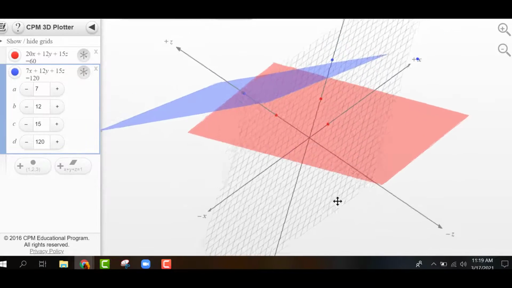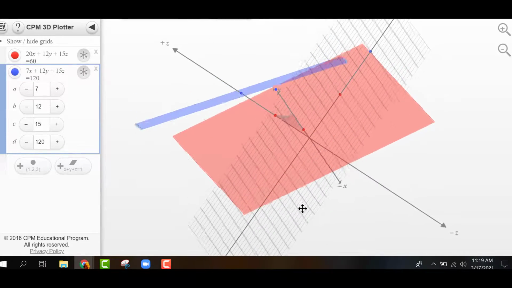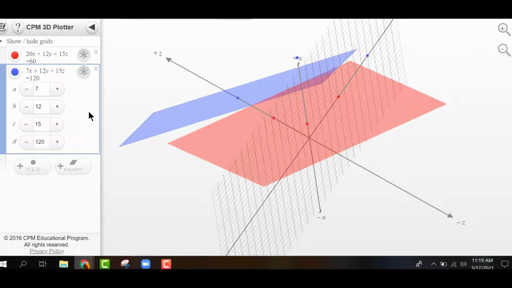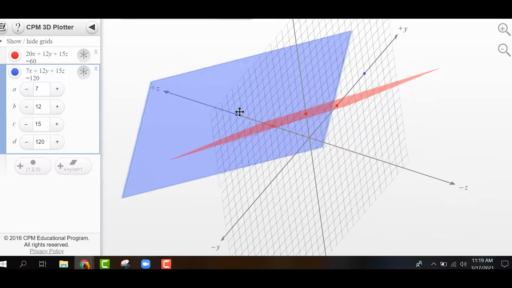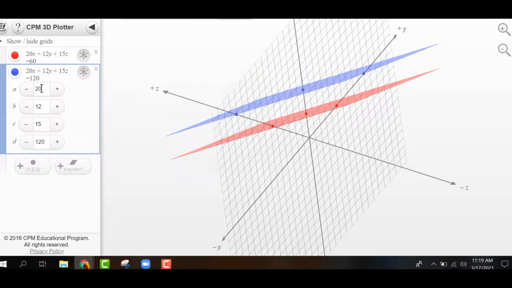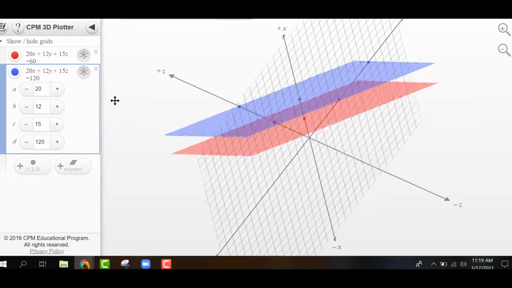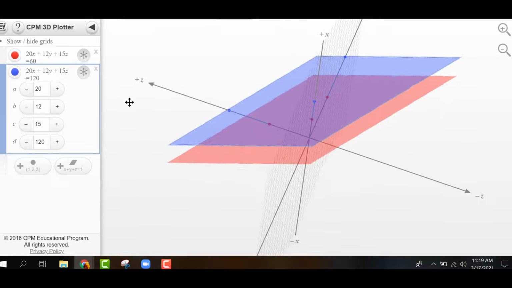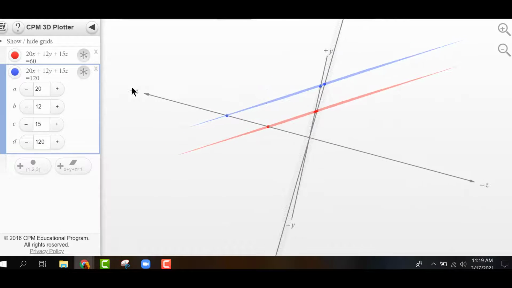What happened to those two planes? They now intersect, don't they? So even though my y's and my z's were the same and my x was different, it's still going to cross someplace. So the only way in which they are parallel is if all three of those, that x, y, and z, those coefficients, those numbers out front are the same.